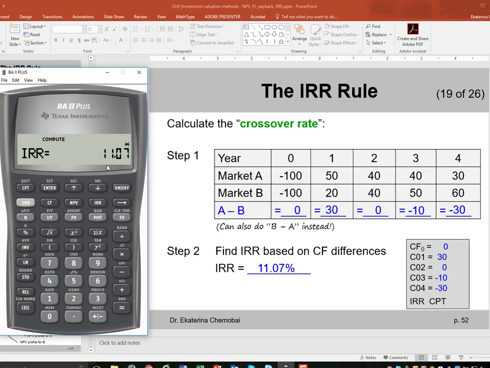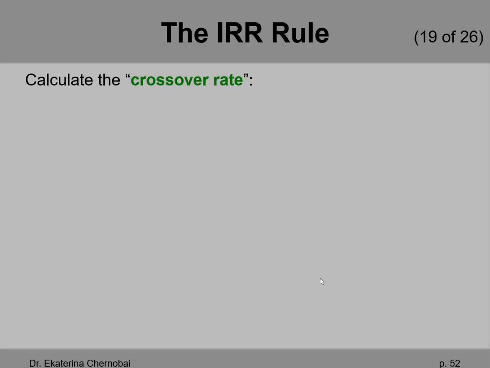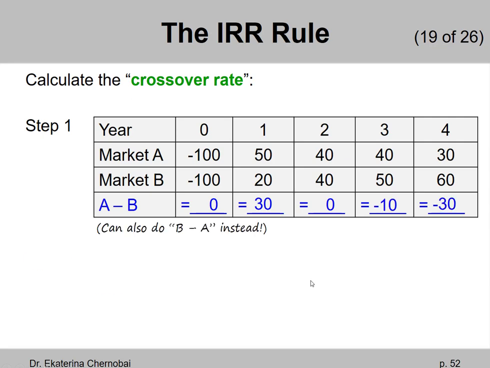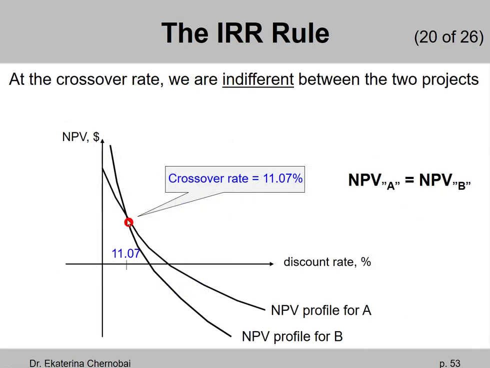I'm done. And then I press IRR compute, 11.07. So 11.07% is where the 2 NPV lines for projects A and B cross. This is the crossover rate. What's so special about it? That's where the 2 net present values are equal.